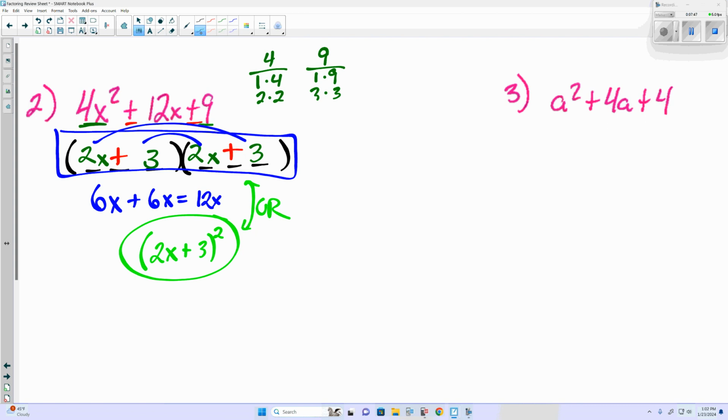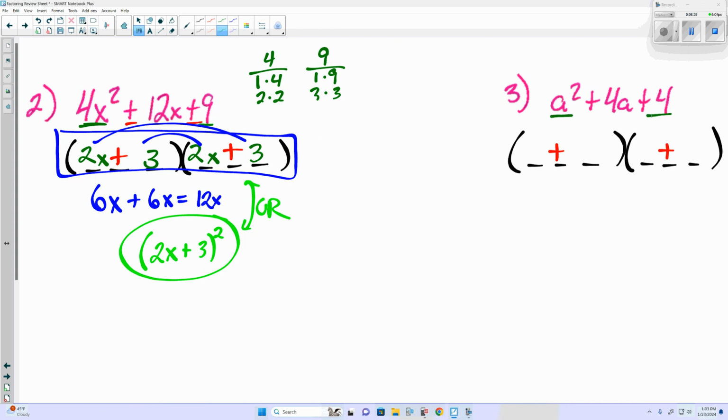Let's look at number 3, a squared plus 4a plus 4. There is no greatest common factor between these three terms, mainly because the number in front of a squared is 1, and our third term does not have an a. If the third term is positive, the signs are the same and match the sign of the middle term. If the third term is negative, our signs are opposite. Here, the third term is positive, so the signs are the same and match the middle term, they're both positive.